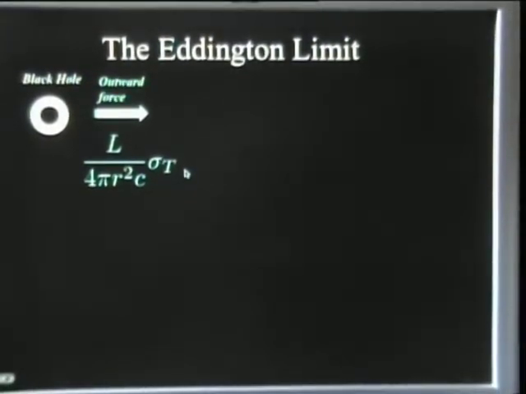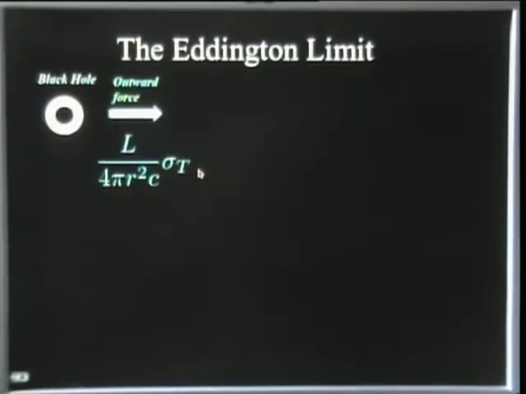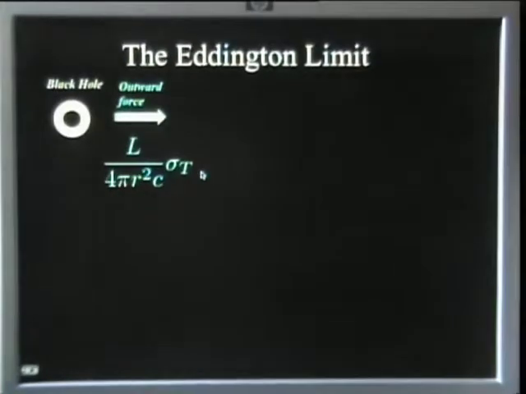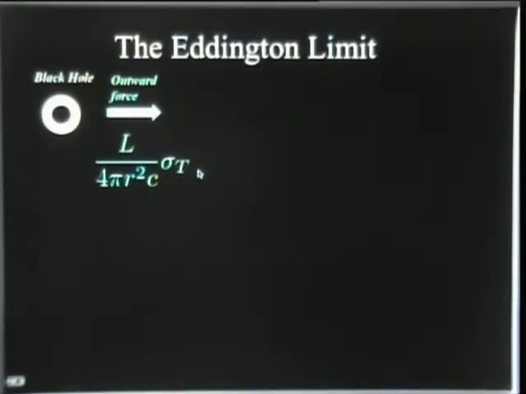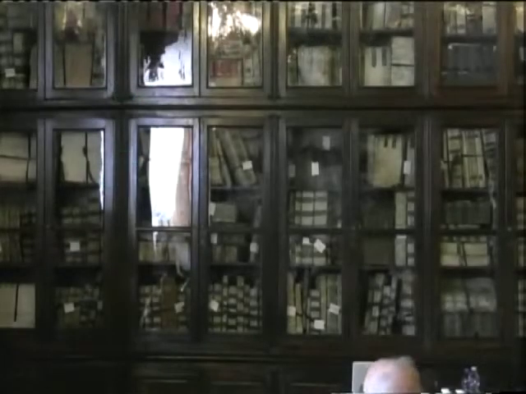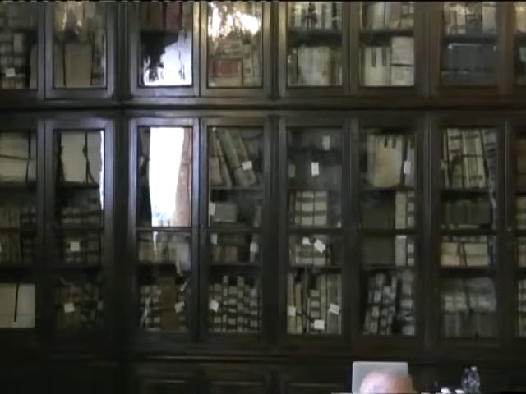If one divides the luminosity by the speed of light, one gets the rate of momentum flowing out, momentum per unit time. Since the photons are moving at the speed of light, the momentum per unit time emitted from the vicinity of the black hole is the luminosity divided by the speed of light. And then if we spread that momentum deposition over the surface area of a sphere of radius r, that surface area would be 4 pi r squared, then we get the rate of momentum deposited per unit area on that sphere. And then this momentum flux is being intercepted by an electron.